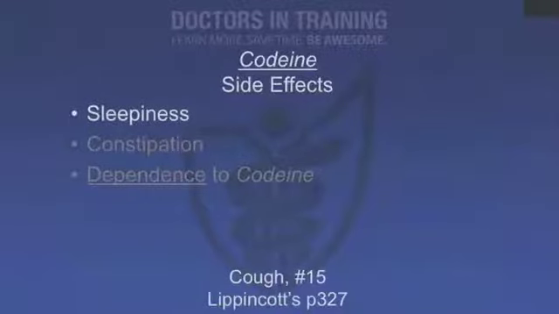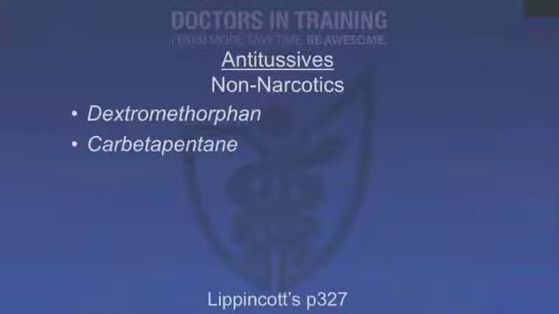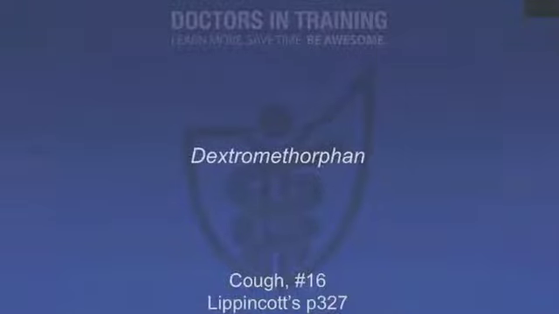Codeine's a great medication. It does have some significant side effects. It can definitely cause sleepiness, and it can cause constipation, and then there is a risk for dependence to codeine. Another good choice that's over the counter is dextromethorphan. So these are all the DM medicines that your mom gave you when you were a kid and you were coughing. Dextromethorphan is a great cough medicine.